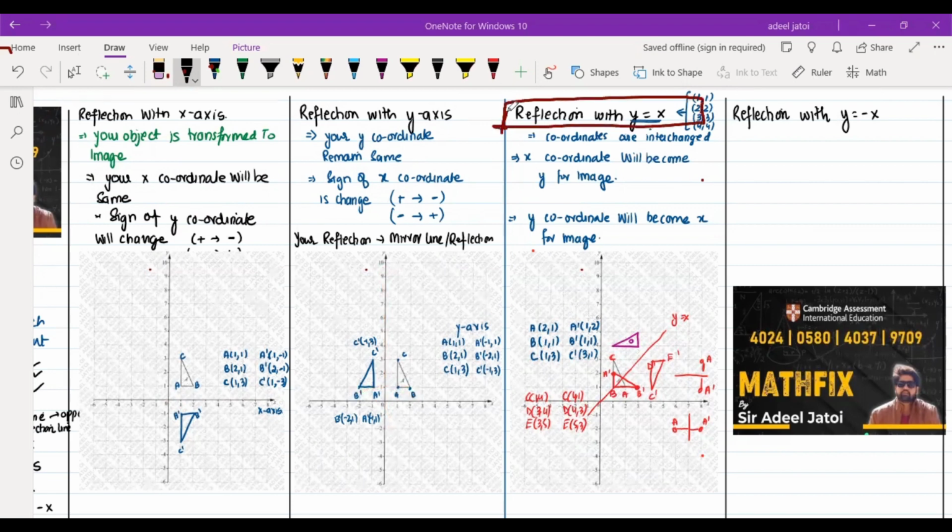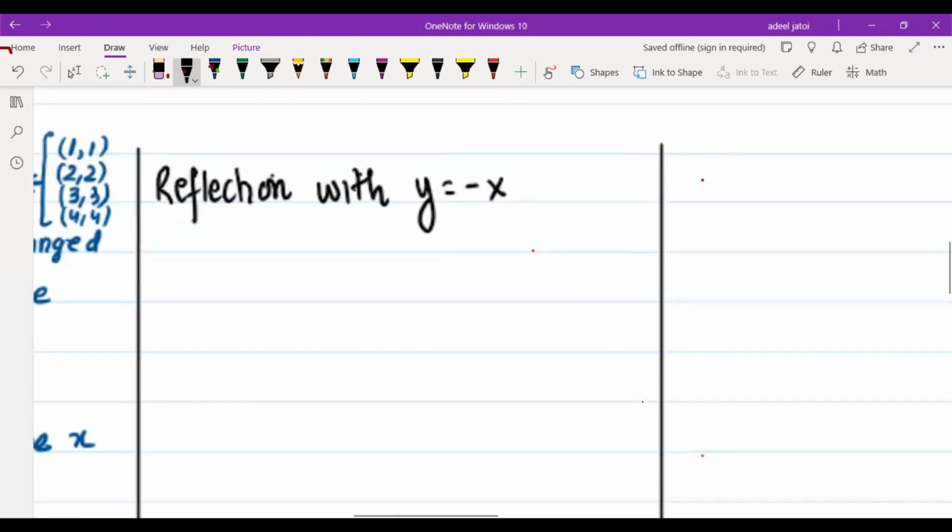Reflection with y is equal to x. The coordinates, remember, interchange. Your 2, 1 becomes 1, 2. Your 1, 1 becomes 1, 1. Your 1, 3 becomes 3, 1. And the example that can be given is that since there is a diagonal reflection line, automatically the image will also go diagonally. So let's work upon the reflection with y is equal to minus x.